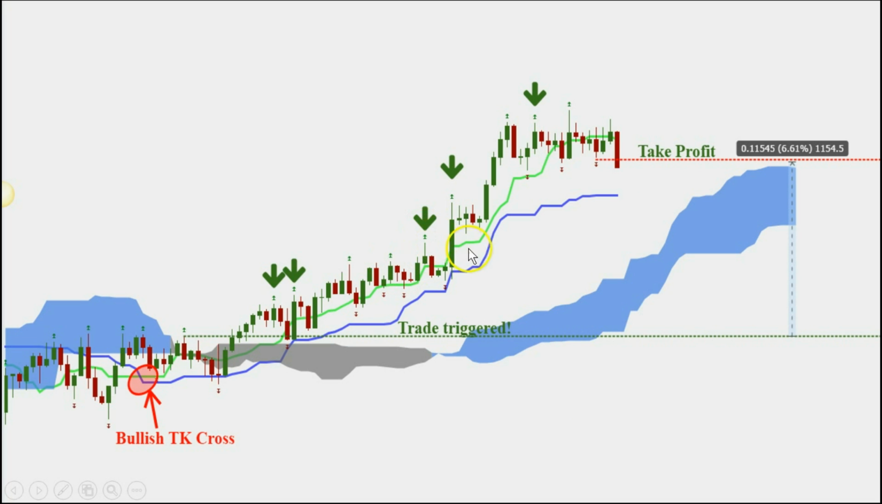But then we got violated with this candle. This one got violated with this candle. And then this level got violated with this candle. And then finally, we broke our fractal in the opposite direction. Therefore, we start to wait to see what the TK crossover is going to do, and that may signal that we start to trade to the downside.